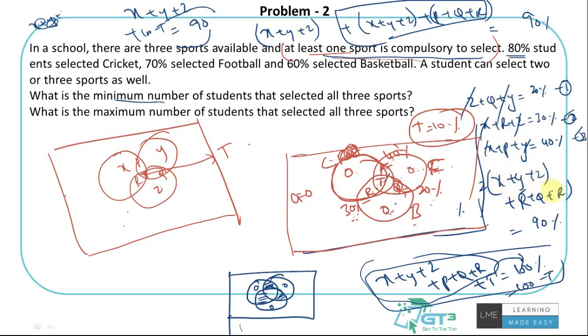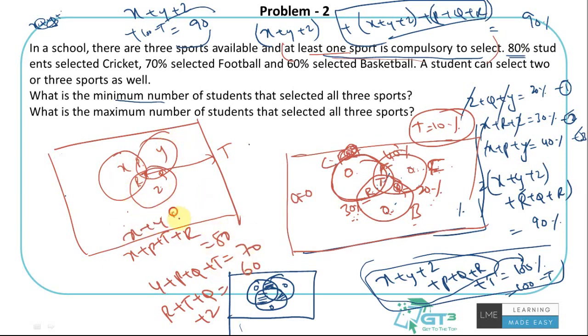We need to make T also part of this. So let me write it like this. X plus P plus Q, R plus T, this is playing only cricket, is 80. Similarly, I do Y plus P plus Q plus T is 70. And R plus T plus Q plus Z is 60. I have written the individual sports and I know the total X plus Y plus Z plus P plus Q plus R plus T must be 100. So there is no A.